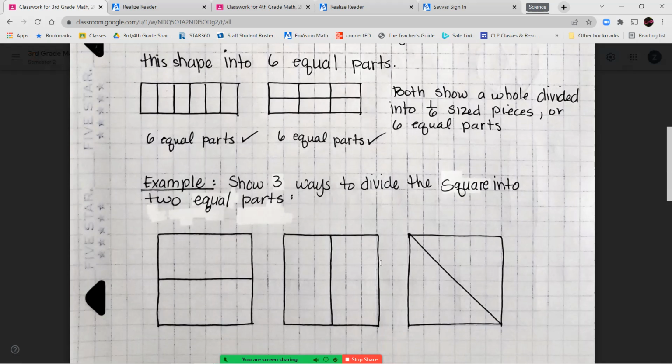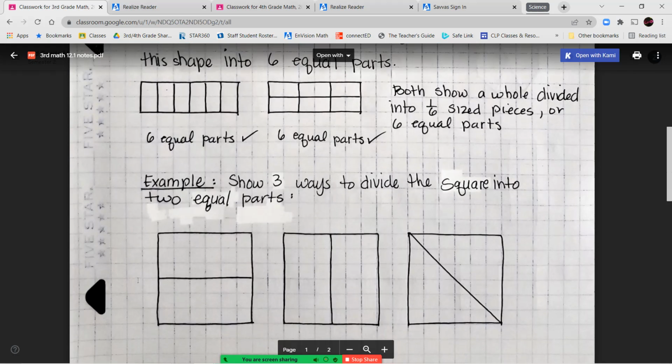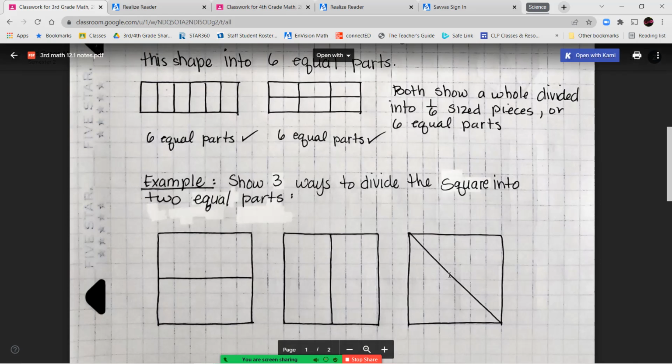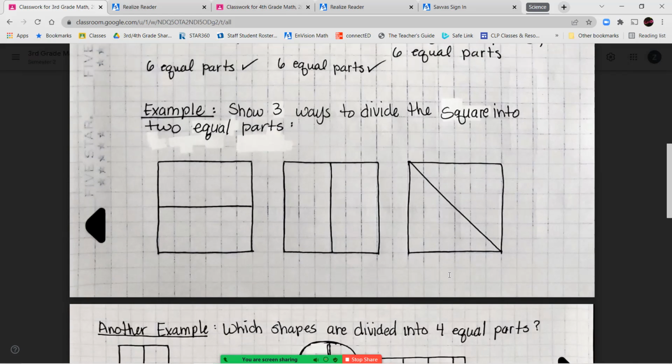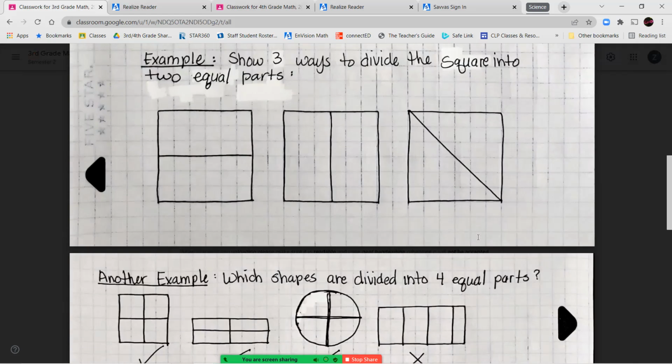Next example, show 3 ways to divide this square into 2 equal parts. So I could cut it across. These parts are the same. I could cut from top to bottom. These parts are the same. And because it's a square, I can cut diagonally. These 2 parts are the same. For cutting diagonally, I can also do that with rectangles, and it'll still give me 2 equal parts.